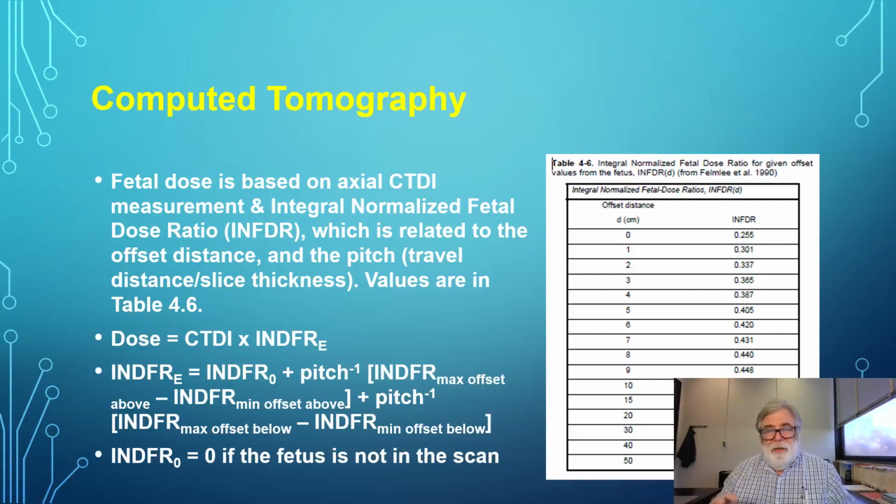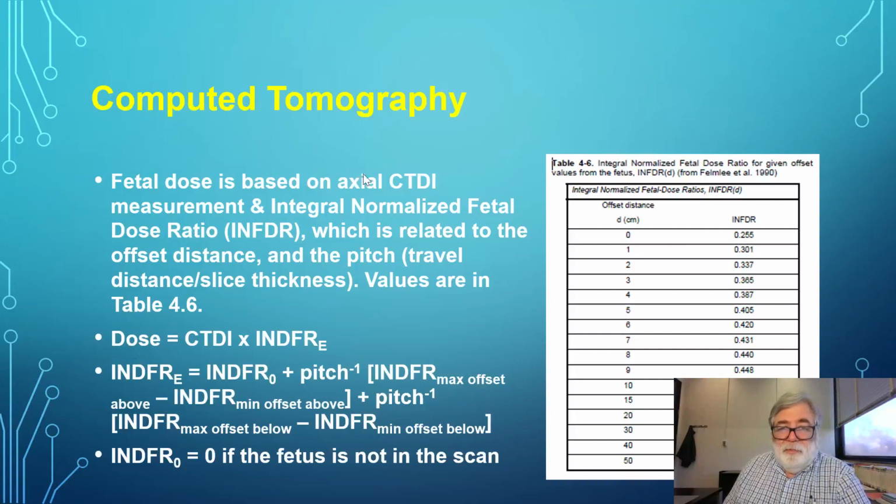So that's typically what's used for the fetus if it's in the beam. Plus, we need to add in contributions from the scans on the sides of the patient, scatter that's going from the slices before and after the fetus into the patient. The formula for doing that is given in the ANSI standard that you'll have, and it's parameterized by a factor called the integral normalized fetal dose ratio. And I'm going to show you how to use this.